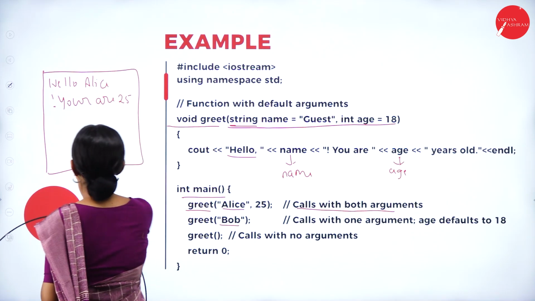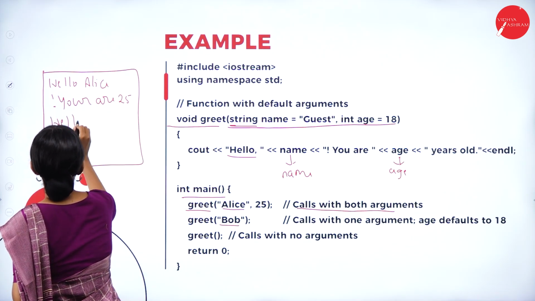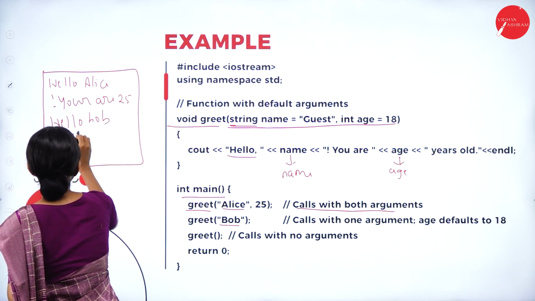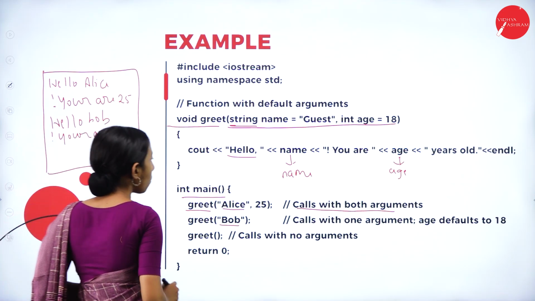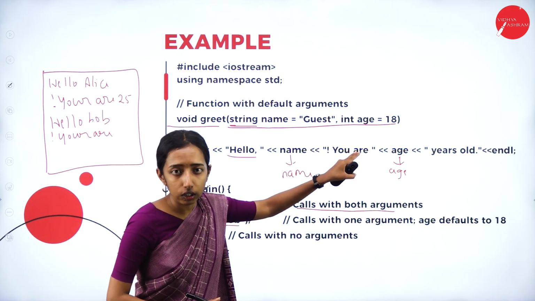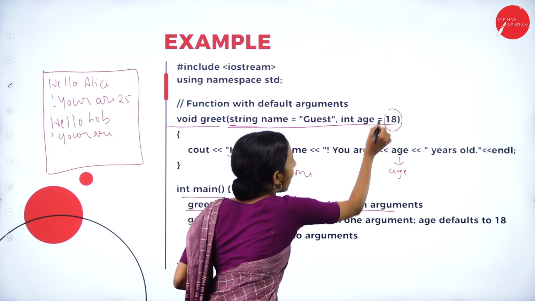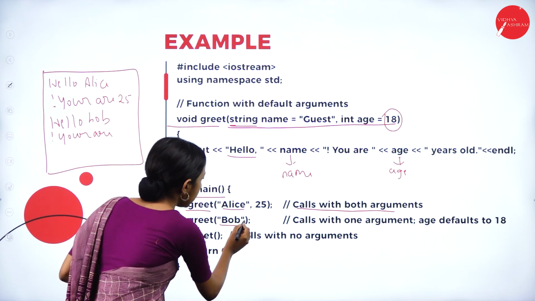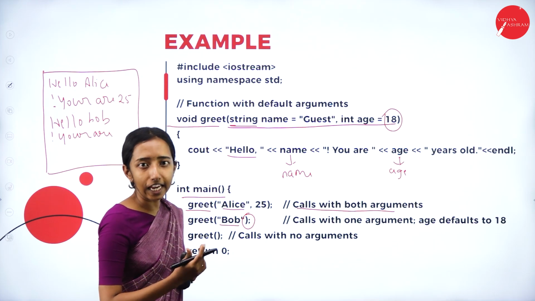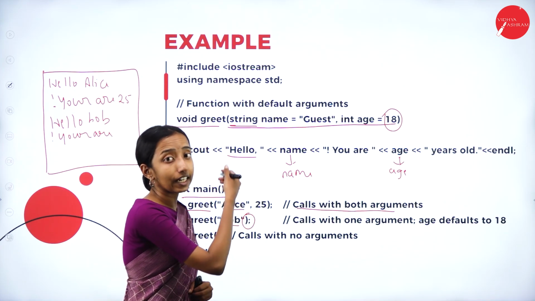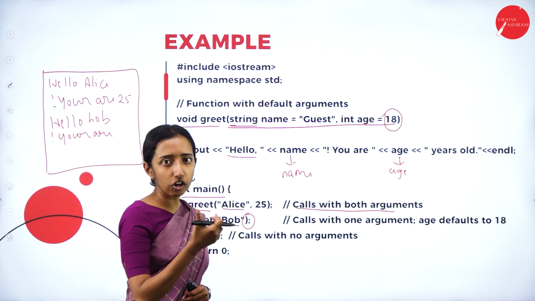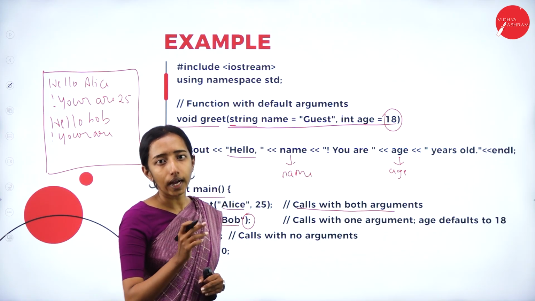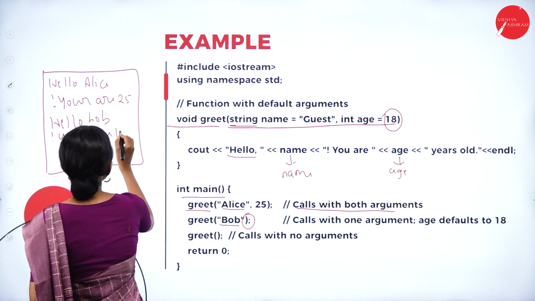Next again I am calling with the name Bob. So here it will give hello Bob, you are, and now it will take the default value of age as 18, because here I have not mentioned the age number. So it will take the default argument. So it calls with one argument and age defaults to 18.